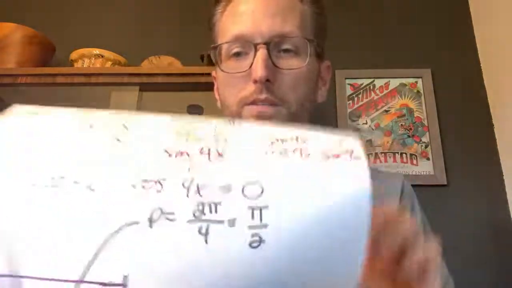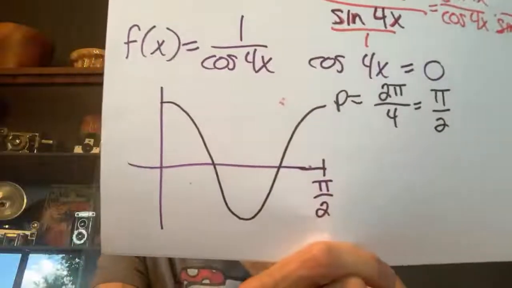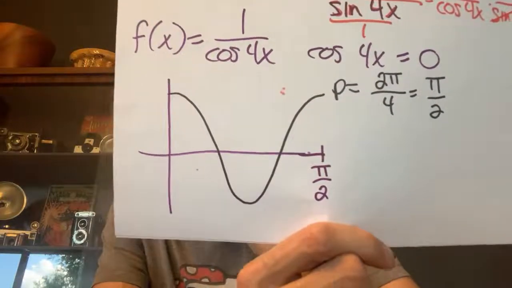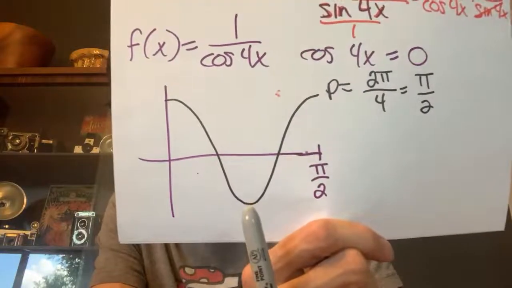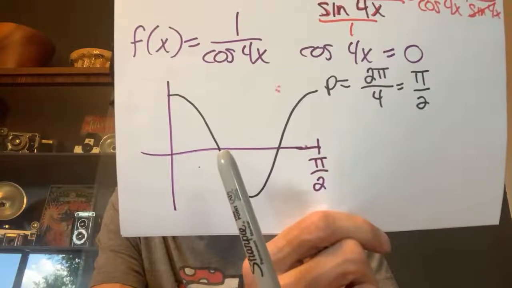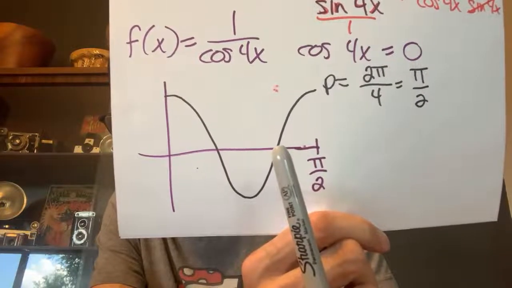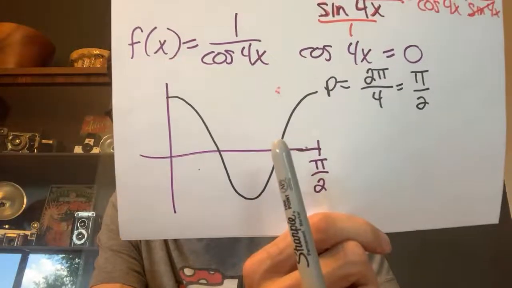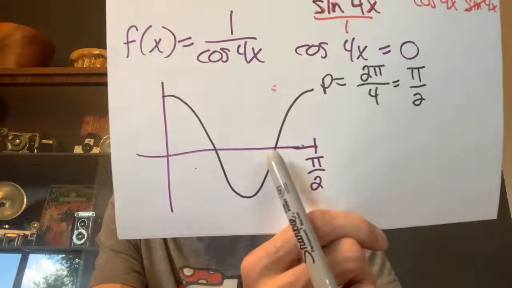So last few minutes here, check it out. Here's the curve. If the period is pi over 2, that means right in the middle is pi over 4. But what we really care about are these zeros. So this is pi over 8 and 3 pi over 8. And that's why answer choice D has a pi over 8 in it. So pi over 8, and then every other pi over 8.